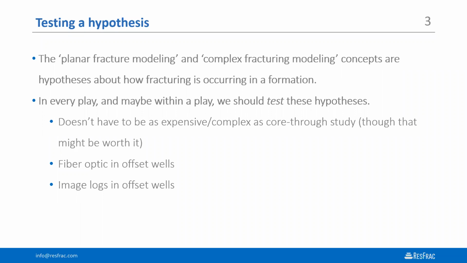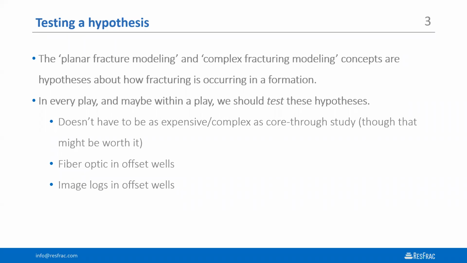So I'm going to talk a fair amount about core-through studies that have recently been performed and that have been really influential on me. That's obviously the most expensive way to handle this, but it doesn't have to be that expensive. I'm also going to talk a fair amount about results from operators putting fiber optic in offset wells, which can actually be pretty cheap. Operators are now figuring out how to place the fiber optic not outside the casing, but inside the casing, which is much cheaper. It's a temporary string.